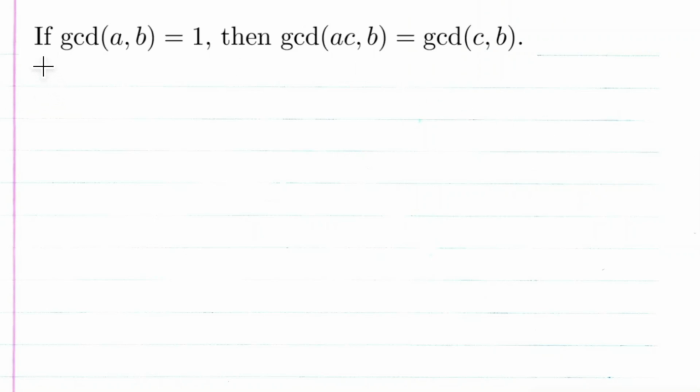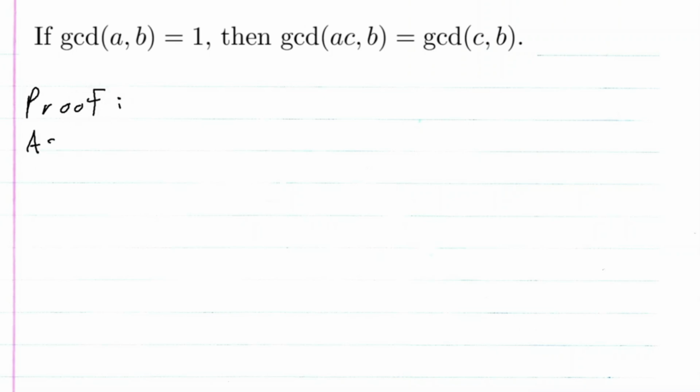Okay, so now we're going to prove problem 20C in Burton's number theory book, which states that if the GCD of A and B is equal to 1, then the GCD of AC and B is equal to the GCD of C and B. So let's go ahead and start the proof.